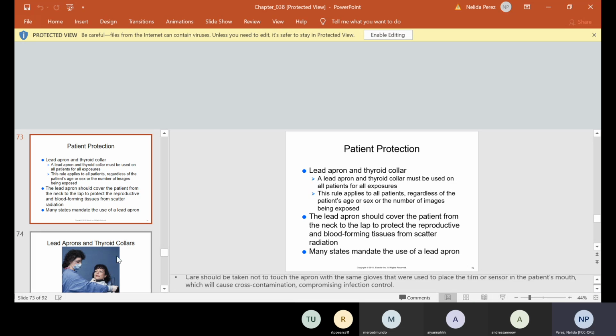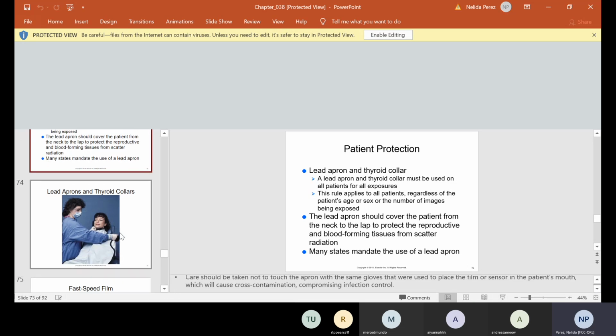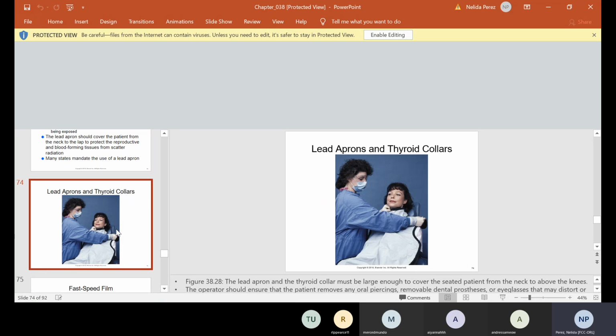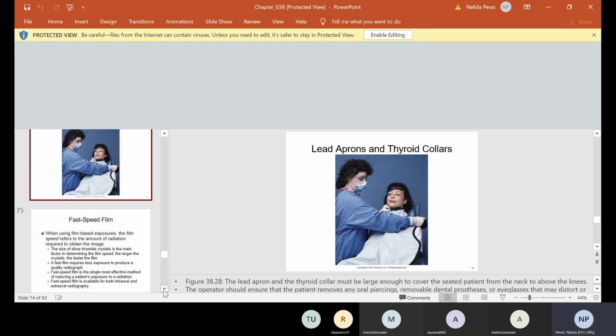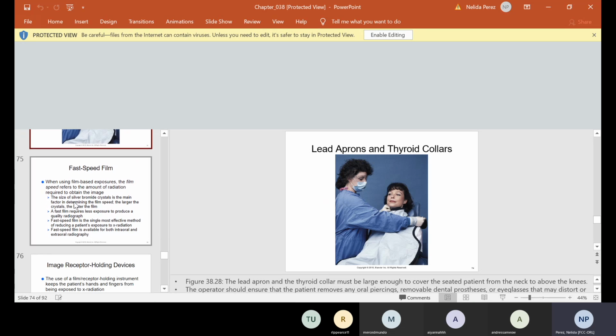So again, I also mentioned to you yesterday that if the patient drools all over the lead apron and thyroid collar, you must disinfect it, okay? So yeah, exactly. And the kids too. You got to watch everybody, you know.